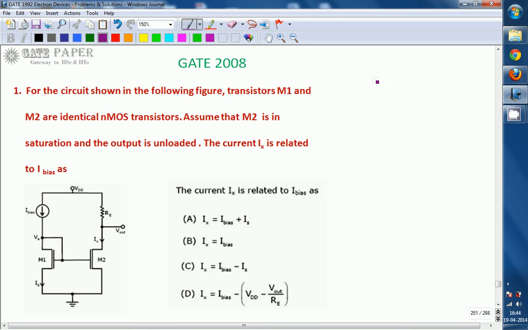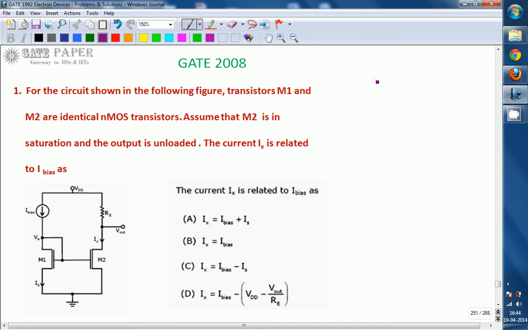Hello, we are discussing the GATE 2008 ECE paper and a topic related to electronics. For the circuit shown in the figure, the transistors M1 and M2 are identical NMOS transistors. Assume that M2 is in saturation and the output is unloaded. The current Ix is related to I bias as.